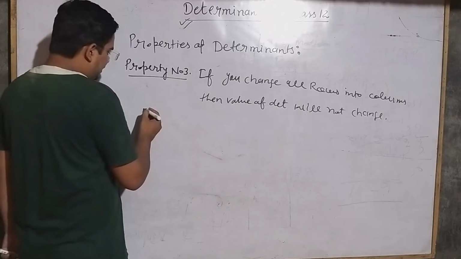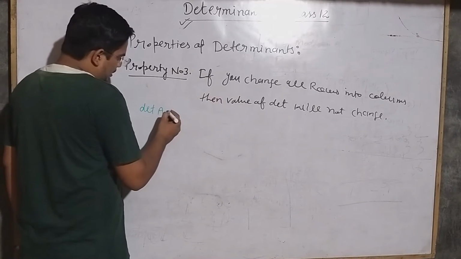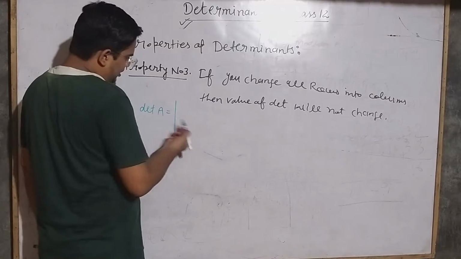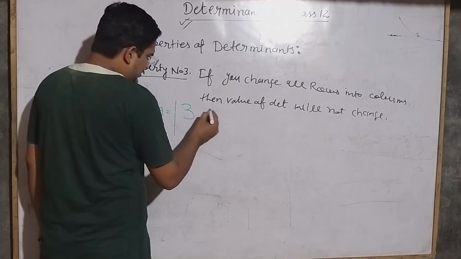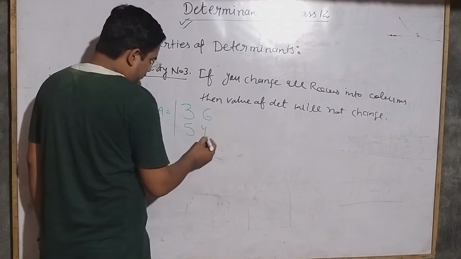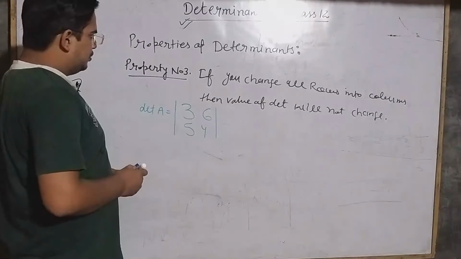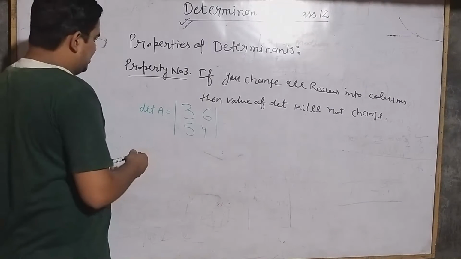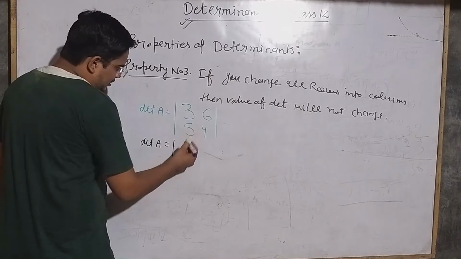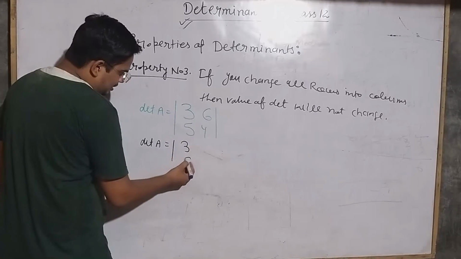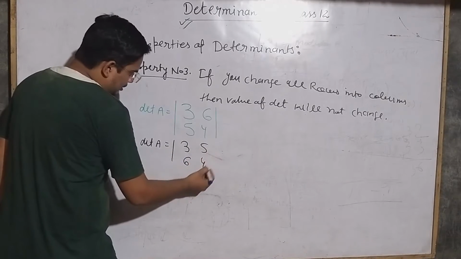I have an example: determinant of A is equal to, let's take a 2 by 2 determinant. This is 3, this is 6, this is 5, this is 4. Now I am going to find out the value, and I convert all the rows into columns. This is R1, so I convert it to 3, 6, and the second row 5, 4. Now see what I will get.